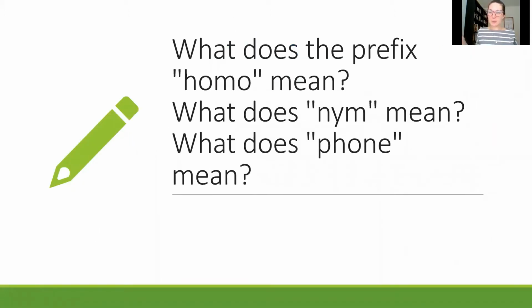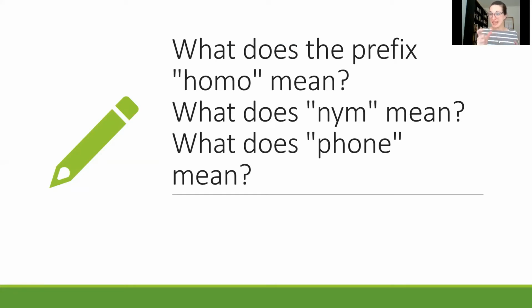So we started with the opening question, and it really refers back to some of our old reading and writing clubs, where we talked about prefixes and suffixes. So one thing I want you to think about here is we see homonym and homophone. So what does homo mean? What does nym mean? What does phone mean?